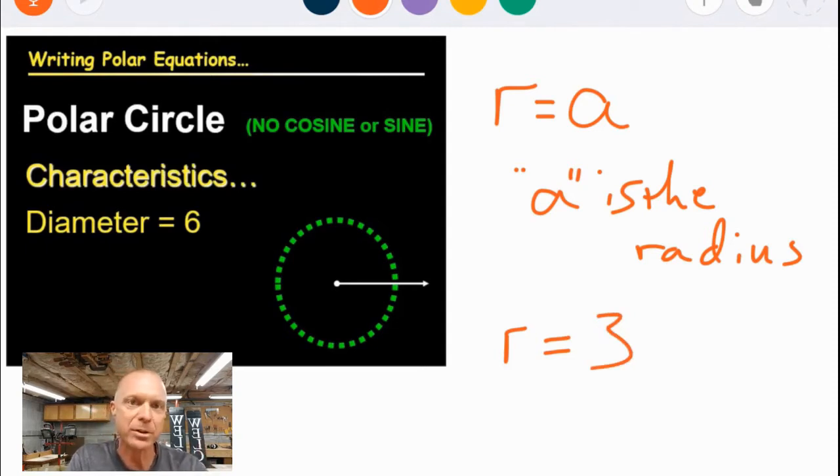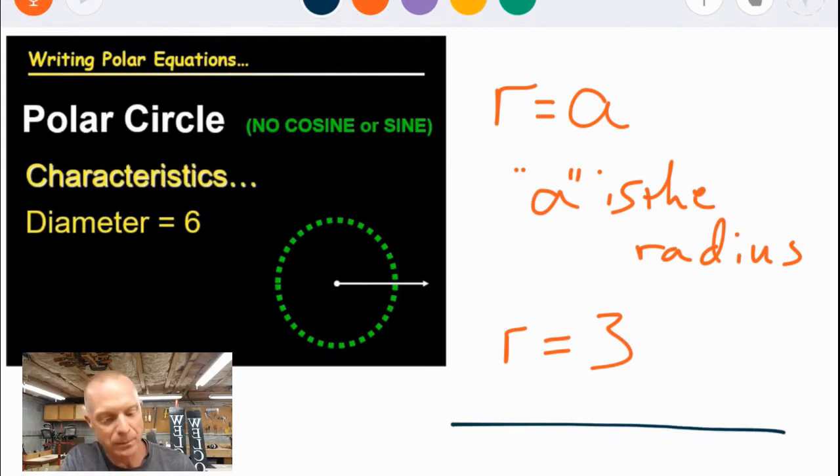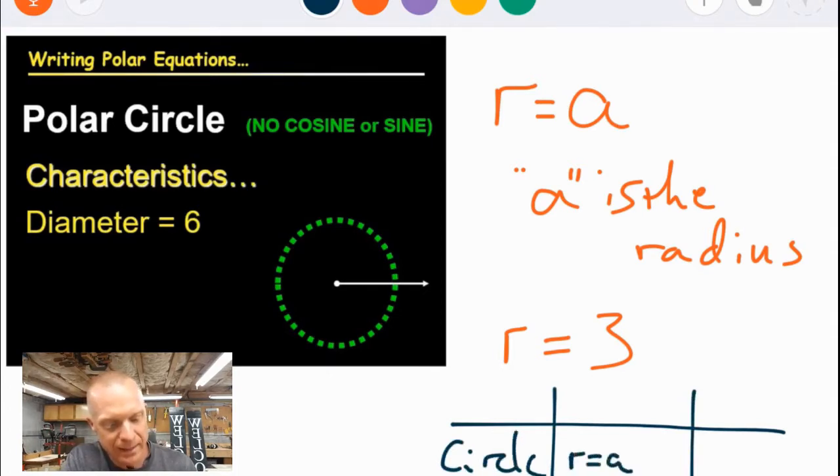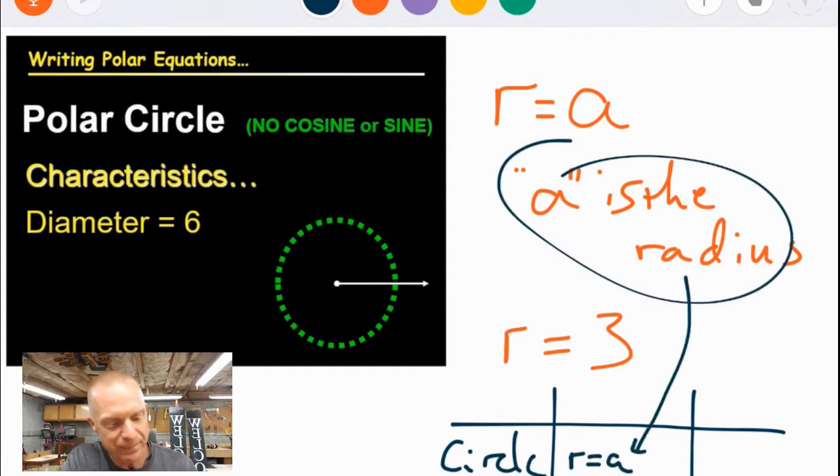Now, you might want to add this to your chart. We did do it the first day of this chapter, but sometimes students like to, at this point, add to their 3-column chart. That is what I already said here, that we have a circle. It's of the form r equals a, and you could even say that a is the radius. And if you would like, you could add our example, r equals 3. And do you realize how this graph would be different? Do you realize that it would be a circle that's centered at the pole? So we have a little bit of a variation on our circles.